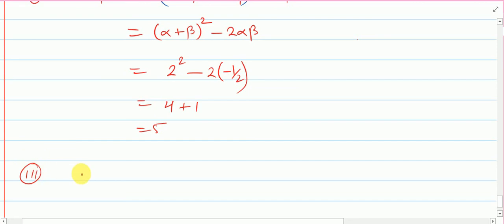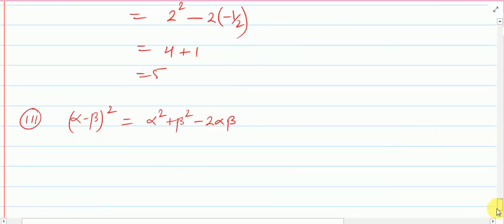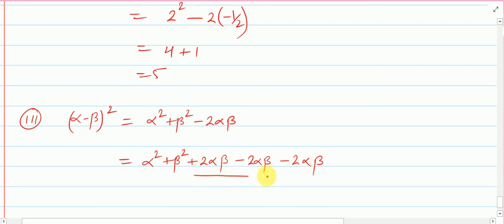Now let's see the third one. Your third one is alpha minus beta whole square. Firstly we can expand this: alpha square plus beta square minus 2 alpha beta. This can be written as alpha square plus beta square plus 2 alpha beta, and minus 2 alpha beta minus 2 alpha beta. So here I am adding and subtracting 2 alpha beta. Done.